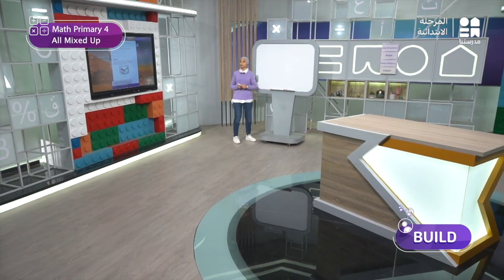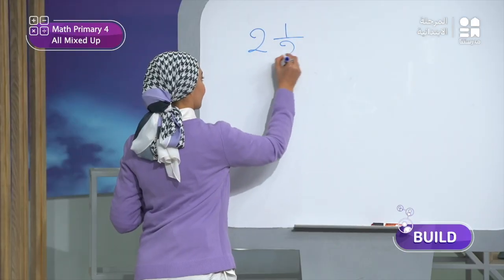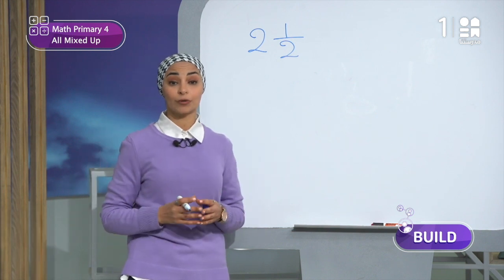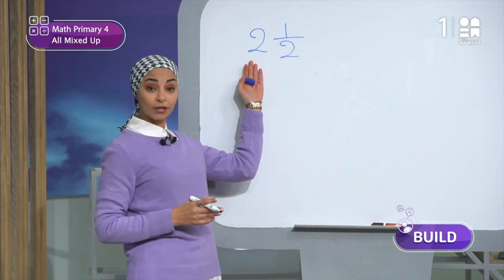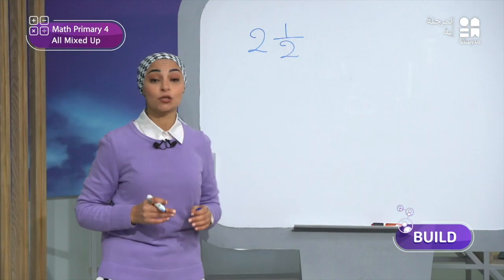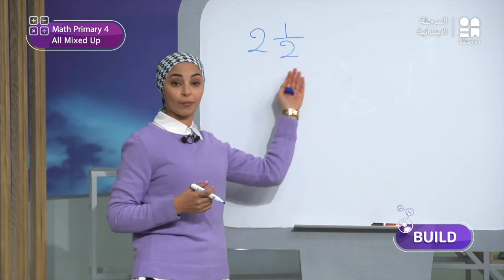And now let's write 2 and a half. Here is 2 and 1/2. You will notice that this number consists of a whole number, which is 2, and a fraction, which is a half. And this is what is called a mixed number. From its name, mix means a whole number and also a fraction.